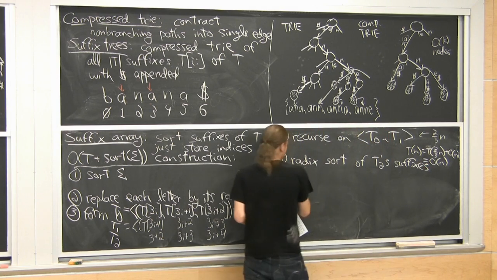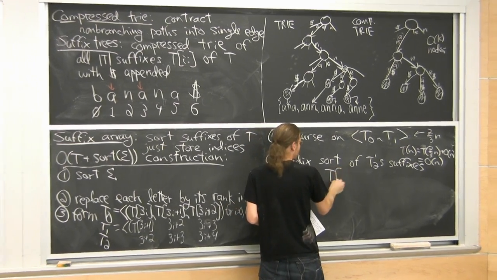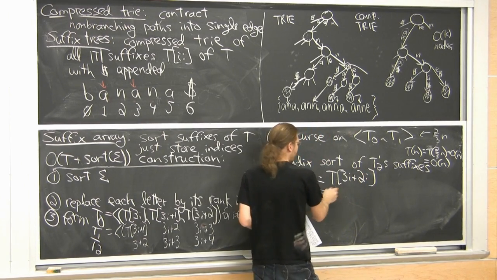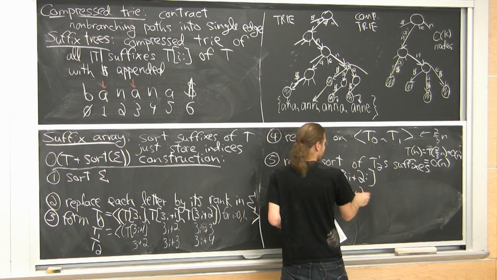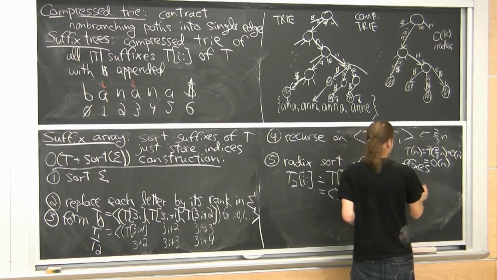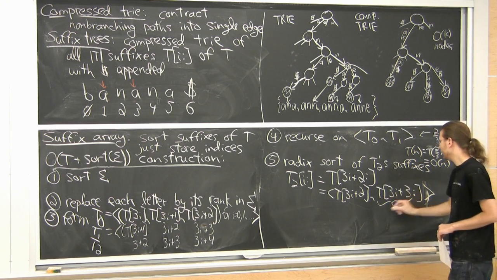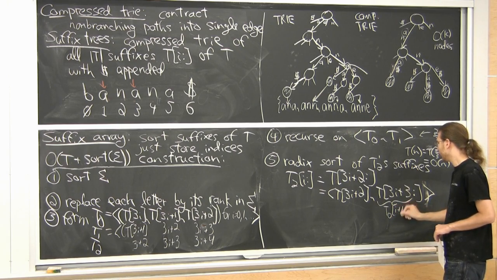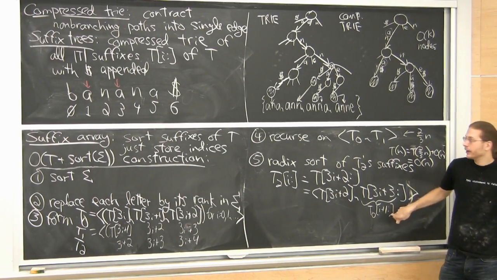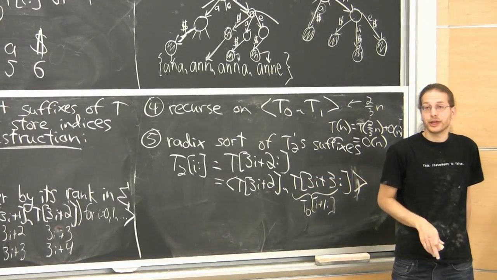How do we do that? Well, if you look at a suffix T2 i, this is the same thing as T from 3i+2 onwards, which we can think of as that first character, comma, the next character onwards. And this thing is basically T0 of i+1 onwards. So if I strip off the first letter, then I get a suffix that I know about. I know the sorted order of all the T0 suffixes. So you can think of this as a 2-character value.